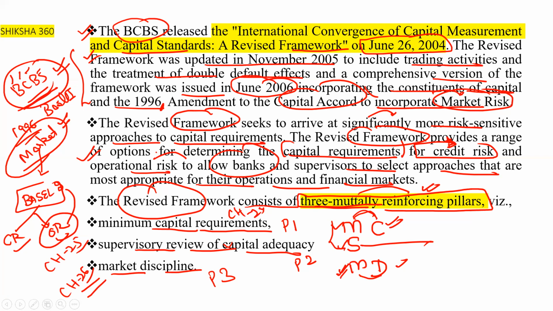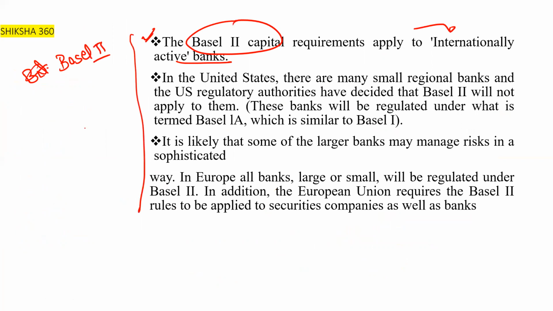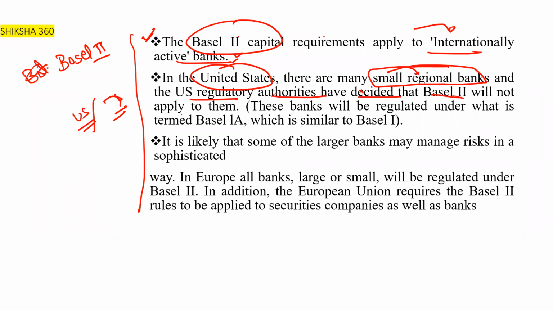So let's start. First pillar. One thing more. The Basel II capital requirements apply to internationally active banks. Basically, Basel II norms are not applicable to all banks. First of all, we will discuss the US and other countries, and after that we will move towards India. In the United States, there are many regional banks, and the US regulatory authorities have decided that Basel II will not apply to them.